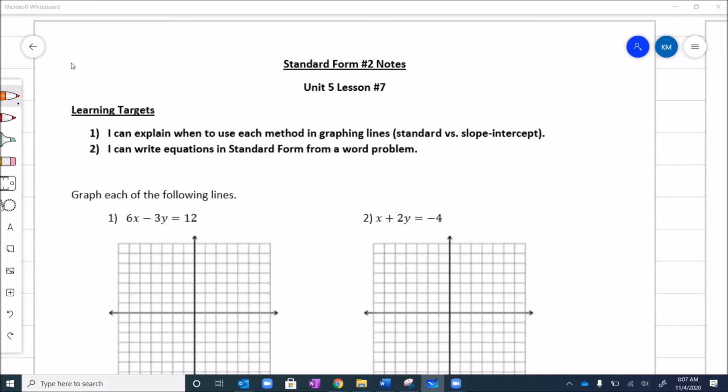Today we're looking at standard form number 2 notes. At the end of this video, you should be able to explain when to use each method in graphing lines, standard or slope-intercept form. And you should be able to write equations in standard form from a word problem.